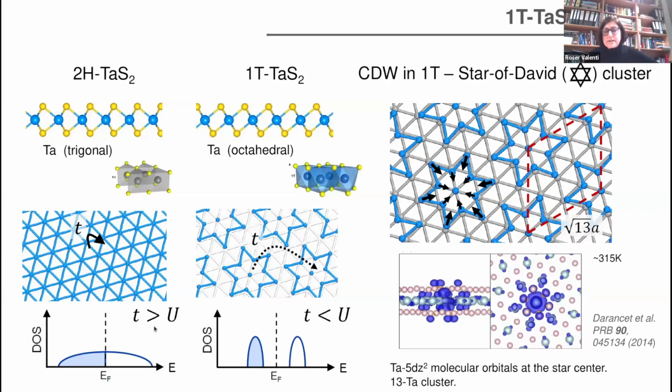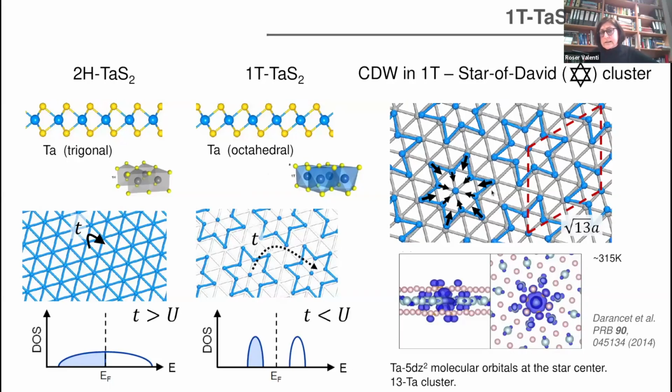Because of the band structure, the hopping between tantalums is much larger than the Coulomb repulsion, so we have a metal. On the other hand, when tantalum appears in a polymorph where the surrounding sulfur builds an octahedral environment, at about 300 Kelvin the system undergoes a structural distortion in this fashion. It forms what is called the Star of David. Thirteen tantalums come together and form this star, with a tantalum at the center of the star and 12 building the star.